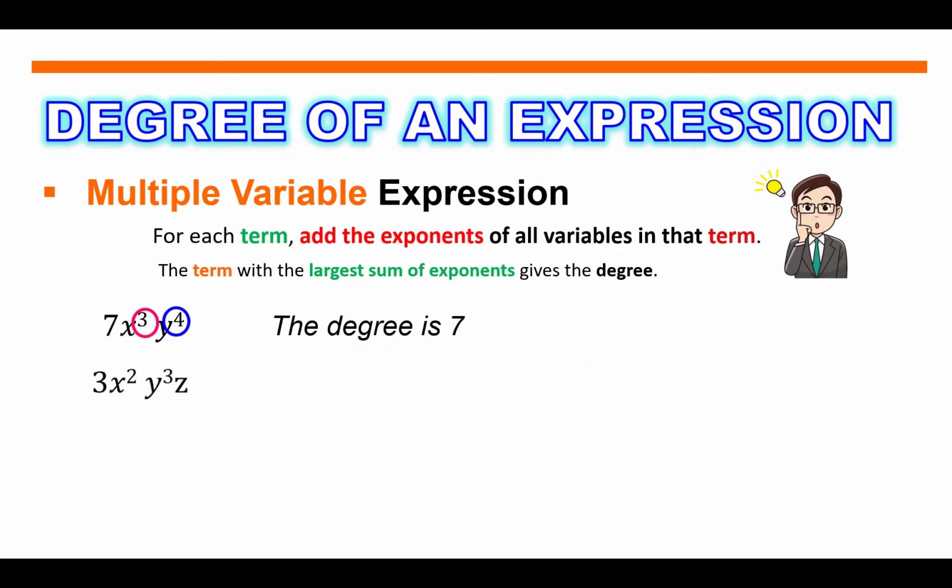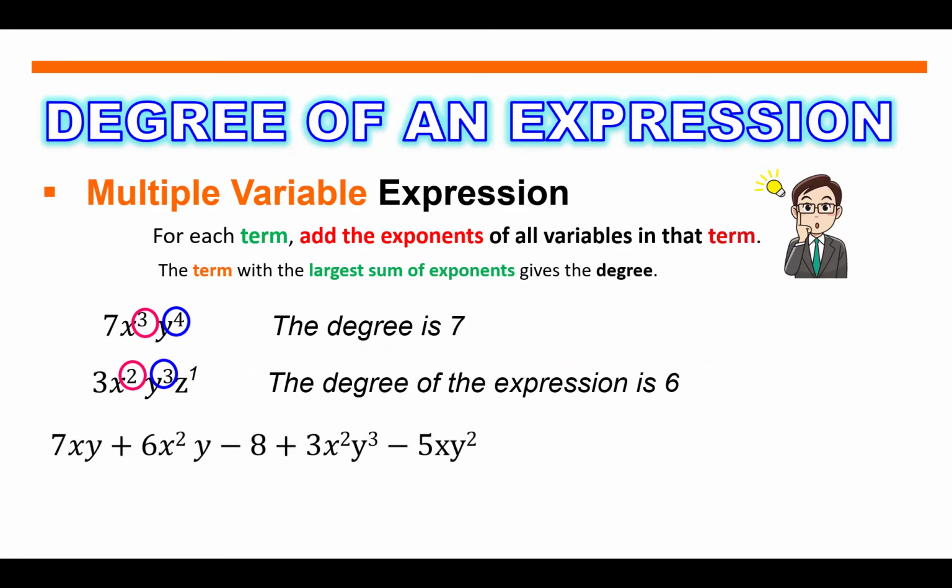So 3x squared y cubed z. So we have three variables, x, y, and z. So we simply add their exponents. So we all know that the z has an invisible exponent of 1. So 2 plus 3 plus 1. So the degree of this expression is 6.